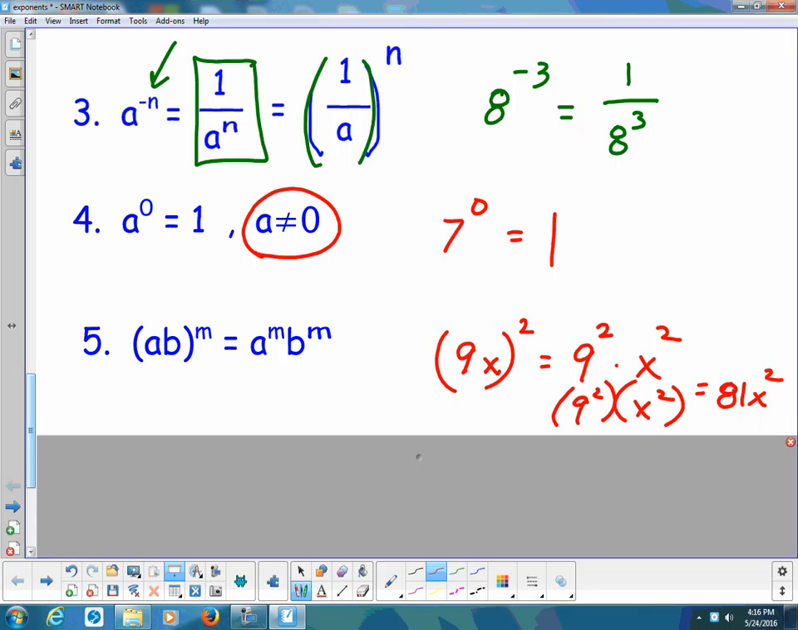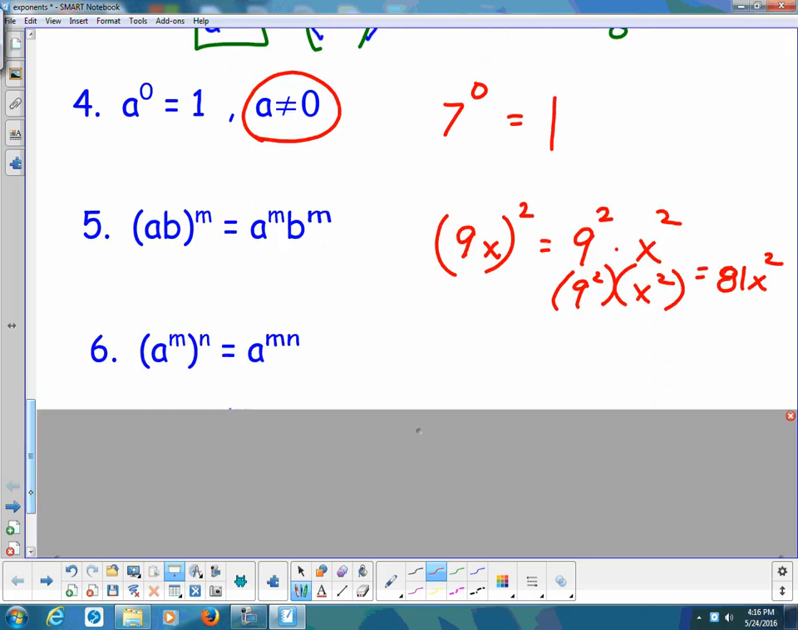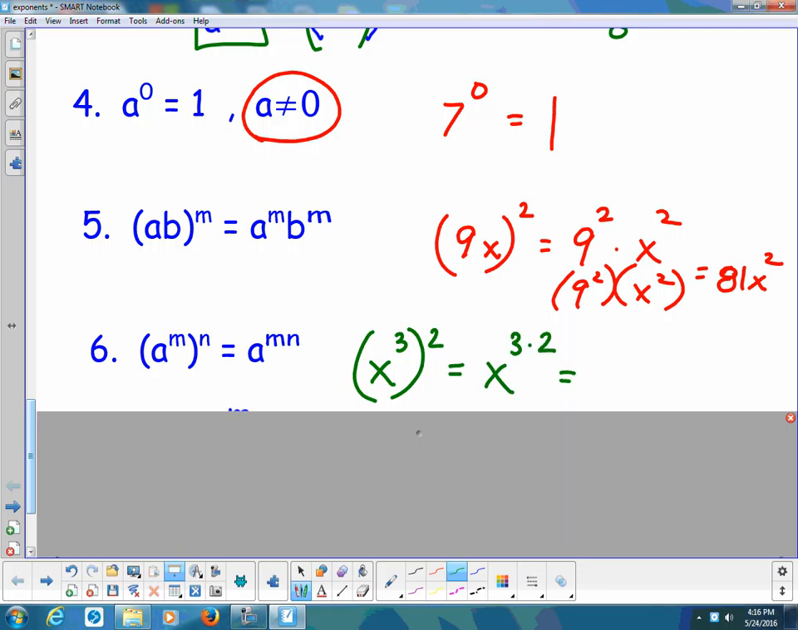Let's take a look at property number 6. This is if you're raising a power to a power. So in this case, I've got a to the m, but I'm raising that to the nth power. So what I need to do is multiply those exponents together. For example, if I have x to the 3rd raised to the 2nd, that's the same as x to the 3 times 2, which would be x to the 6.